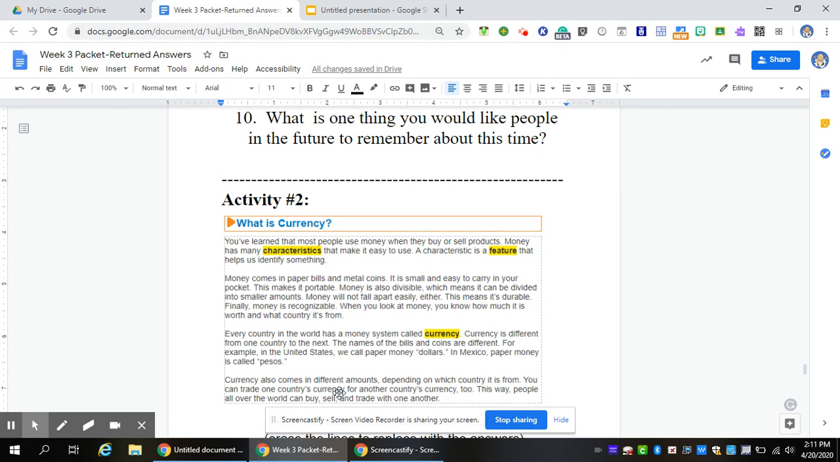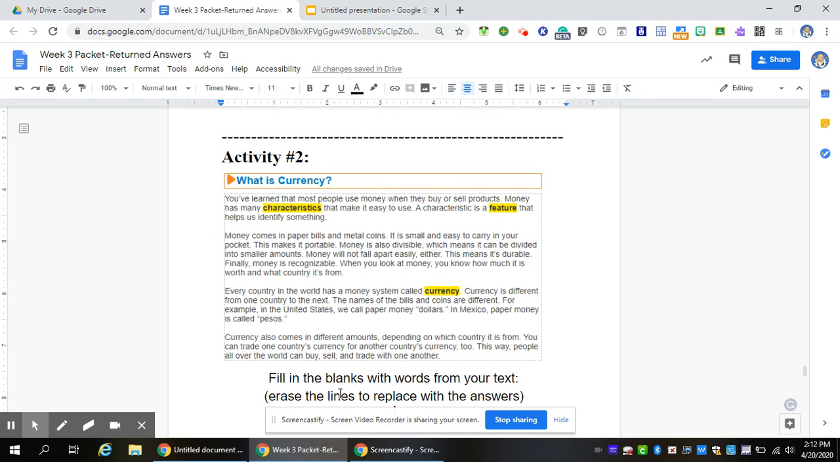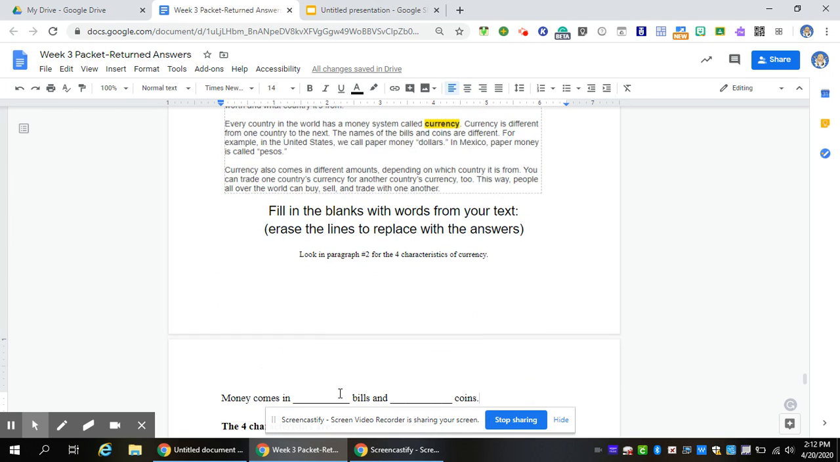All right, activity 2. They need to read this passage about what is currency. After they read it, they are going to simply fill in the blanks with words from the text. I've asked them just to erase the lines to replace it with answers. So money comes in blank bills and blank coins. They would just simply erase the line and type their answer. If they want to put it in bold or change the color of the font, that's helpful too.